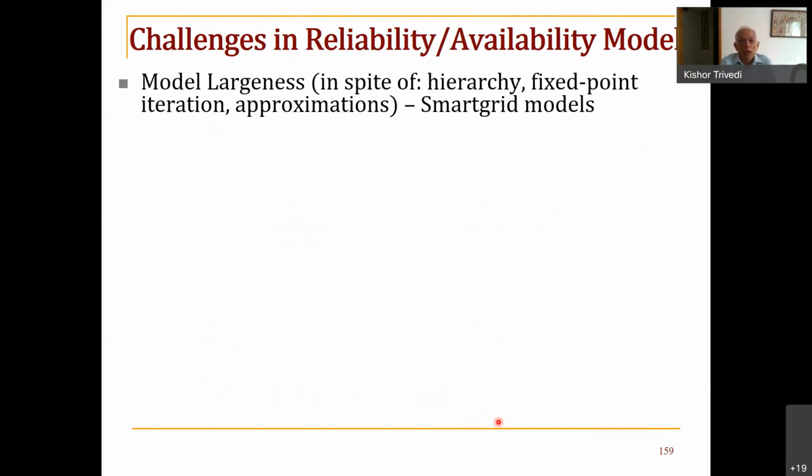Challenges: model largeness in spite of hierarchy, fixed point iteration, approximation. For example, smart grid poses a lot of challenge. And I started to work on that a little bit, but I ran out of graduate students. So if there is somebody very smart working on smart grid and wants my help, I'm happy to provide my help, but you have to be able to understand all this. The entire Green Book should be up your sleeve before you approach me to help.